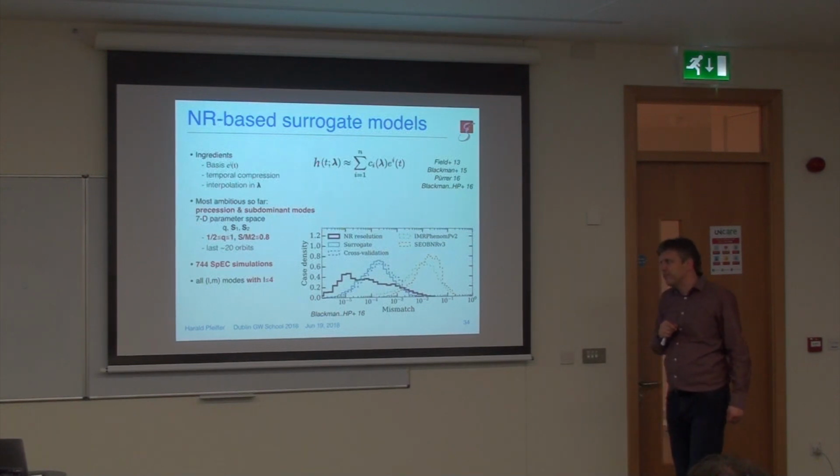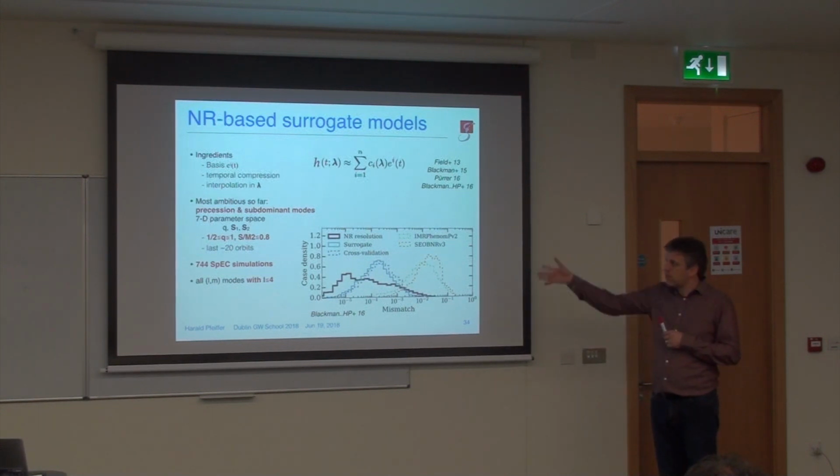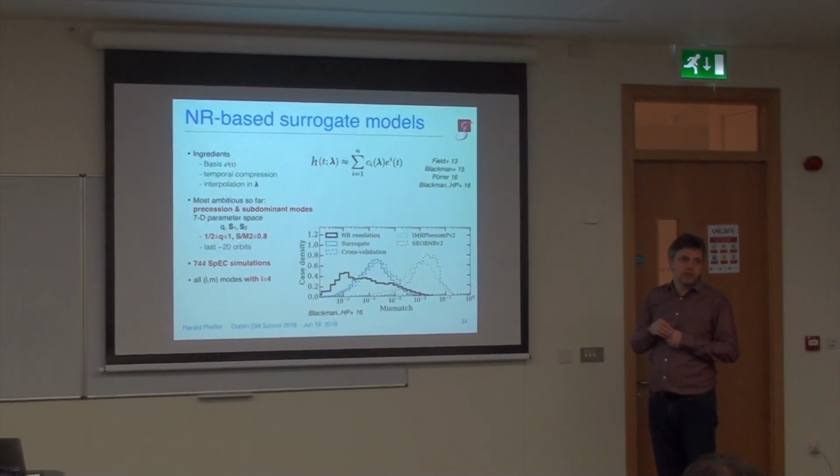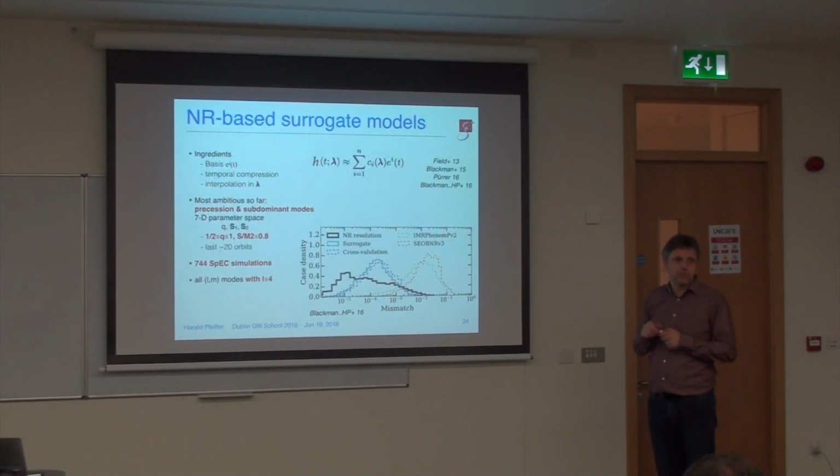The number of simulations is quite comparable if you go up to mass ratio 4, 6, 8. It's the same order of magnitude, a few hundred to 1,000. It's just that the simulations become more difficult as the mass ratio becomes larger. And so the next model is one that goes up to mass ratio 4 that should be published in the not too distant future.